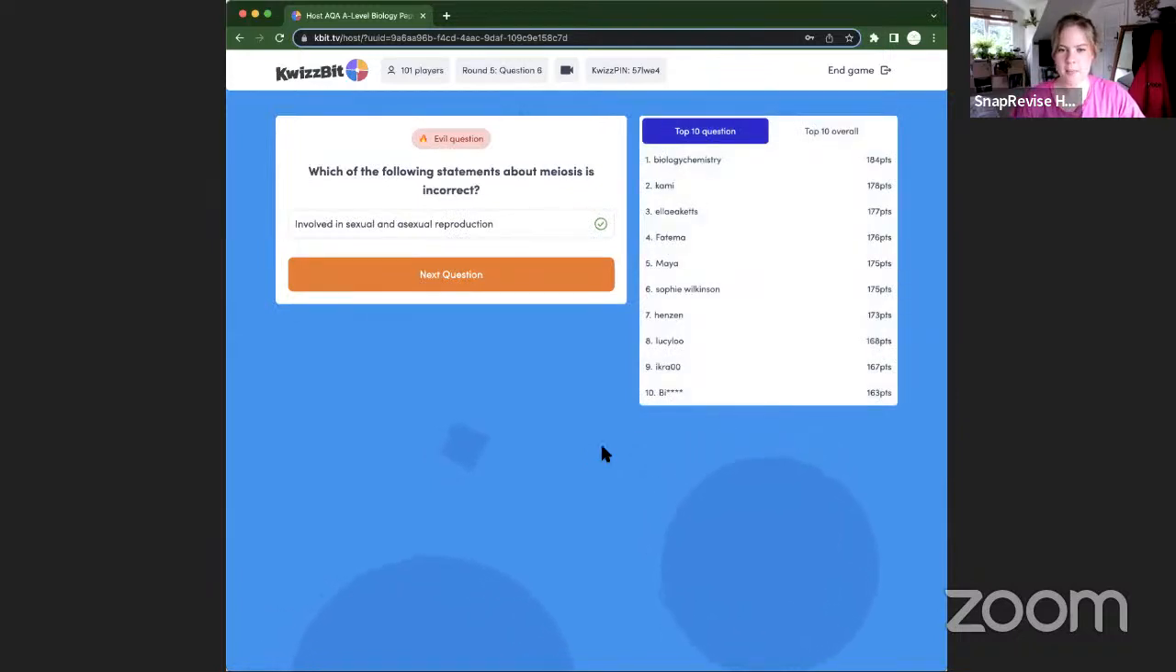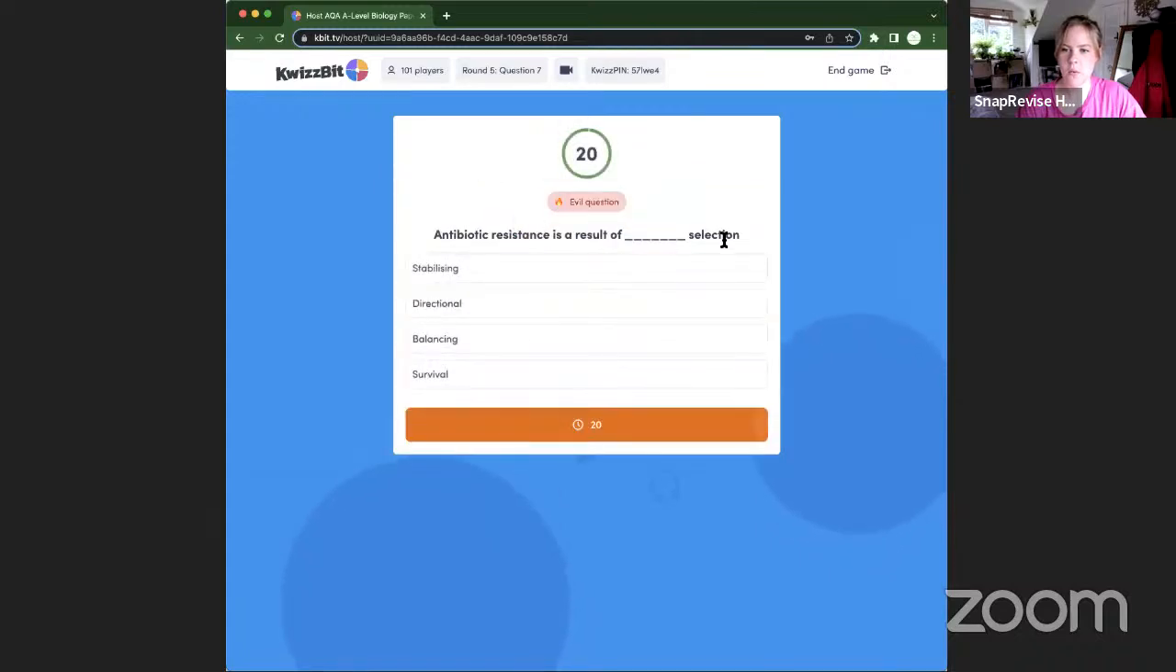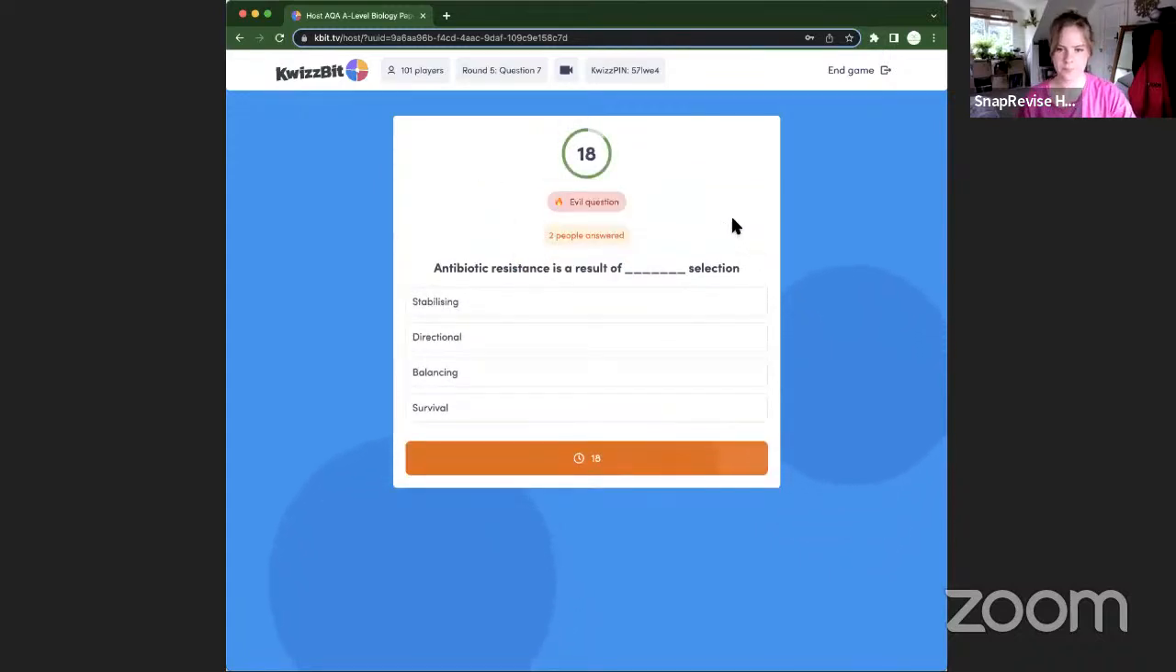This is the incorrect statement. So meiosis is involved in asexual reproduction, not sexual. Okay, antibiotic resistance is a result of what kind of selection? Have a look through all of the options and then decide.